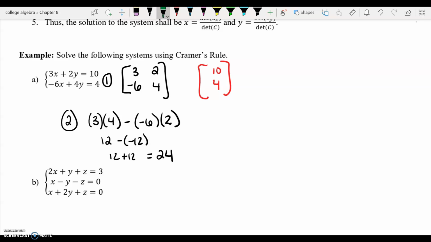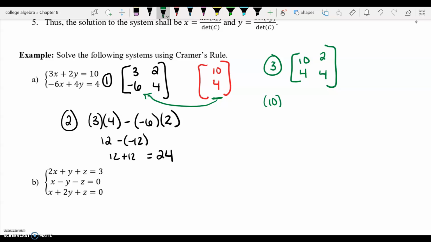Now, here's what you have to do to solve for the problem. If I want to solve for the x values, I'm going to take my answer matrix and replace the column that is the x's. So now I'm going to do 10, 4, 2, and 4. So I took my coefficient matrix and I replaced 3 and -6 with 10 and 4 because I'm solving for the x's. Now you find the determinant.